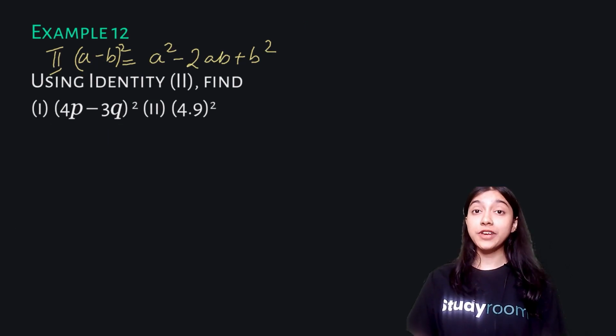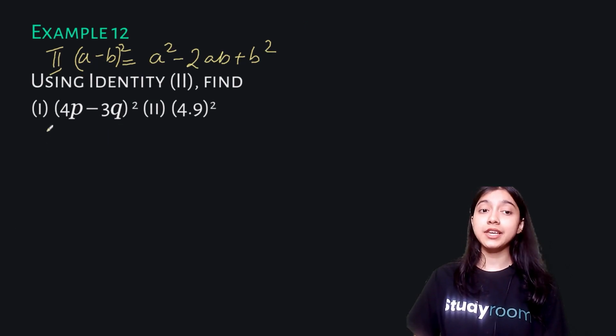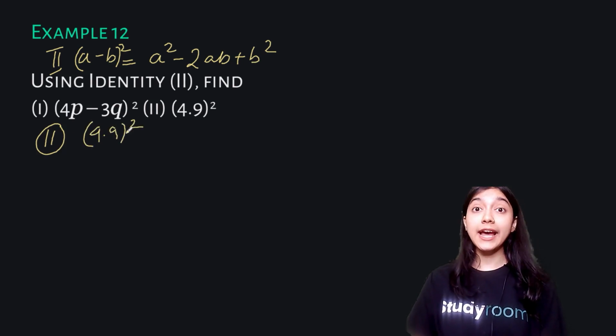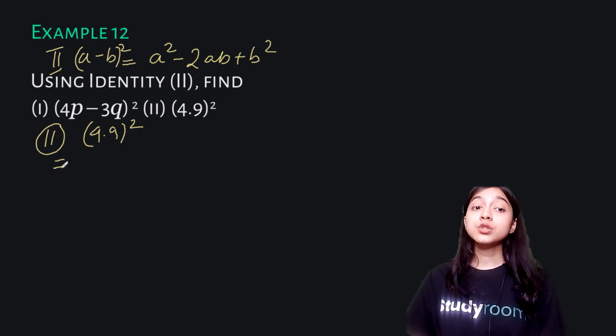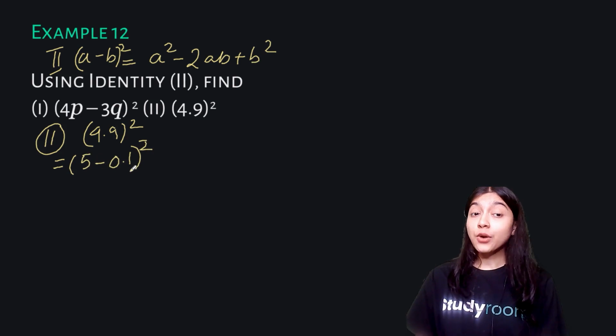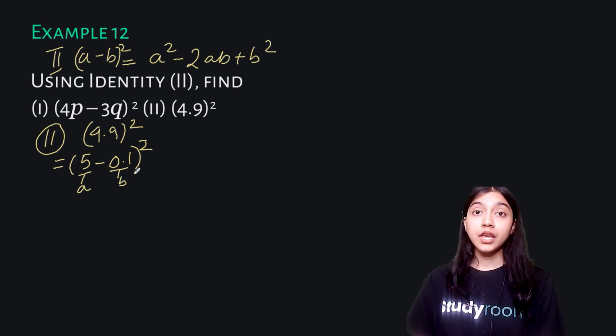Now we'll solve another question using the second identity, and the question we have over here is 4.9 whole square. Again, I'll be giving you an easier method to calculate this using identity. So 4.9 can also be written as 5 minus 0.1, and we'll take the whole square. So now we can use the identity a minus b whole square. We will consider 5 as a and 0.1 as b in our own memory.